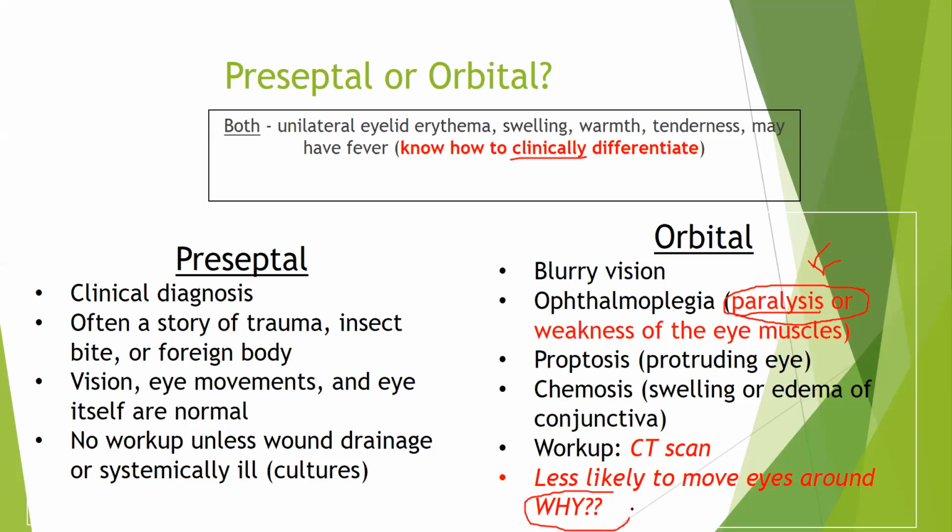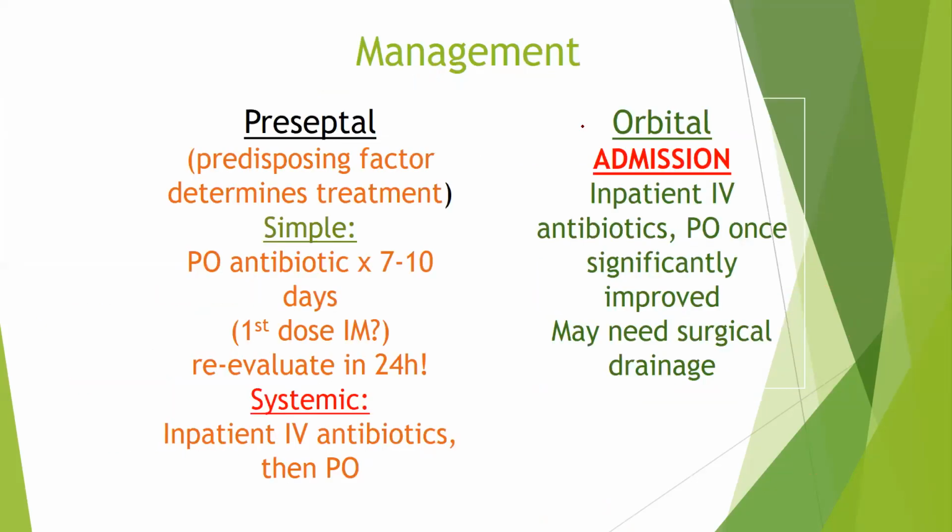Why? Because it hurts, so they don't want to move it. It's pretty straightforward. All right, so preseptal, there might be a predisposing factor that might determine our treatment, like if they are a contact lens wearer, but simple treatment, we're just going to do PO antibiotics. We can give the first dose IM. We're going to reevaluate in 24 hours to make sure that we're not dealing with orbital cellulitis, right?